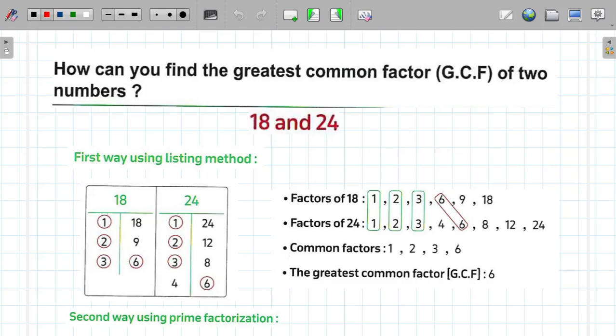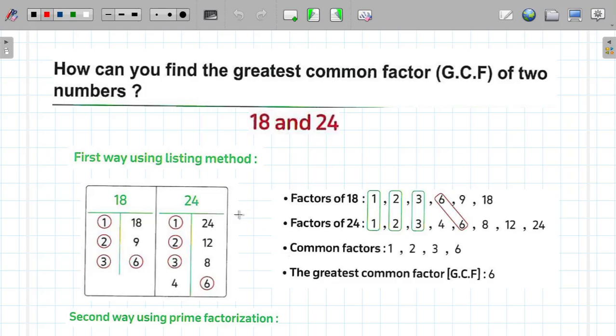Okay, next I want to find the greatest common factor for any two numbers using the prime factorization and also using the listing method. Okay, so I have two ways to find the greatest common factor. So I have an example like this. I have 18 and 24 and I want to find the greatest common factor between the two numbers. Okay, so the first method is to find all the factors of the two numbers.